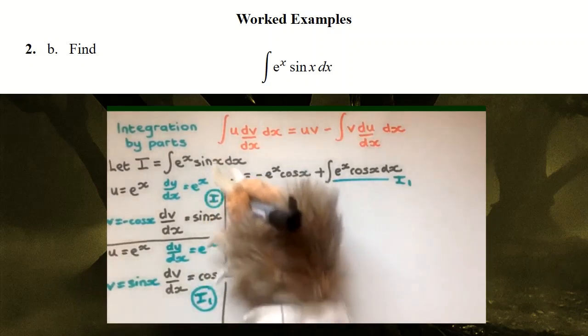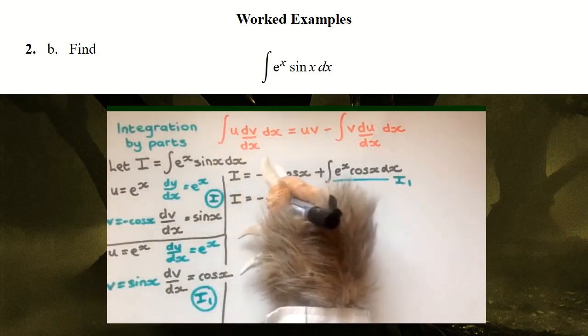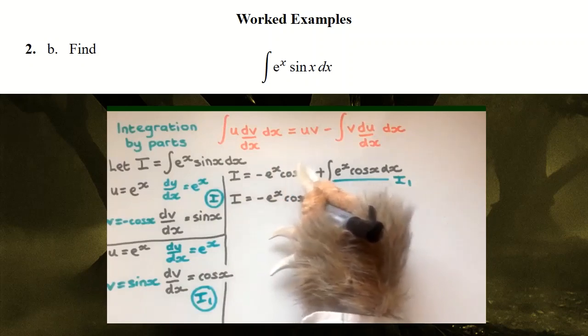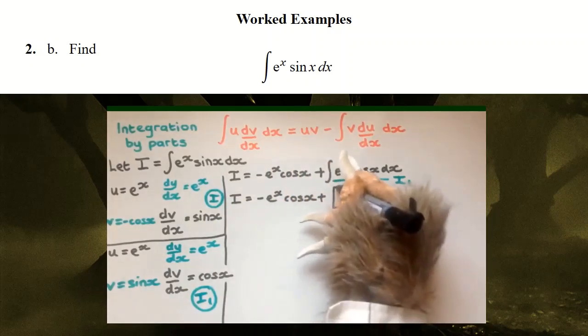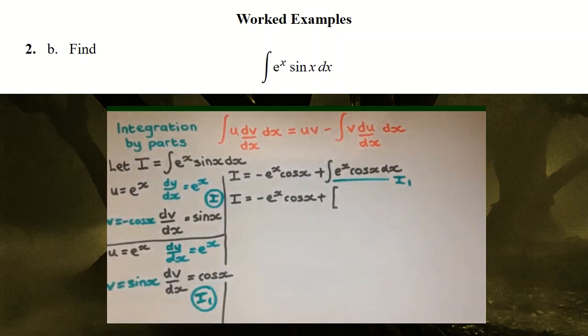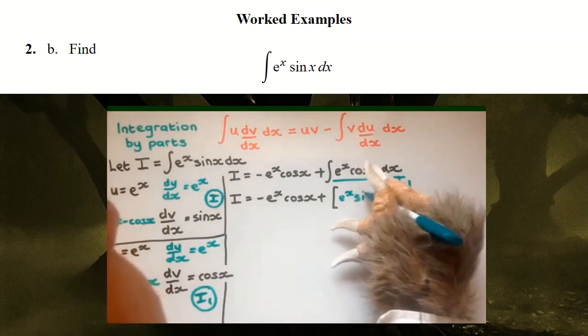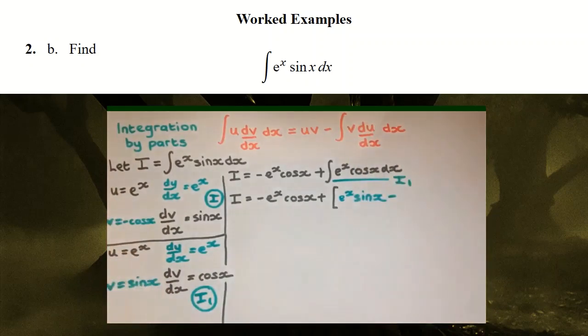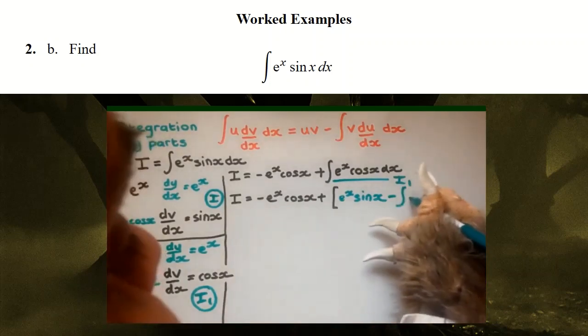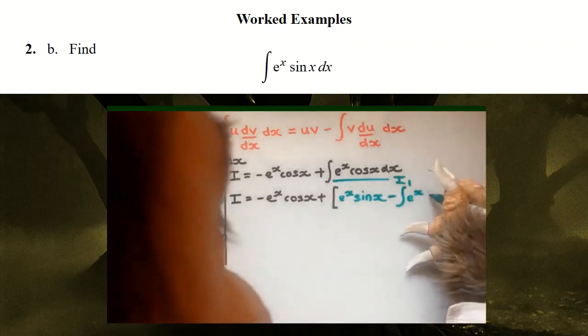So I is going to equal negative e to the x cos x plus, now I'm going to open a big bracket and I'm going to do my integration by parts for the second time for I1 in the large square bracket. So it's u and v, so that's going to be e to the x sin x this time. Subtract the integral of the product of v du by dx. So that's going to be the integral of sin x e to the x. Now I'll put the e to the x first again, just for consistency. And that's dx.